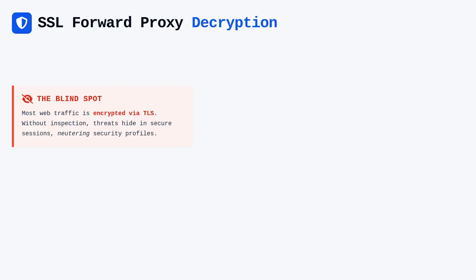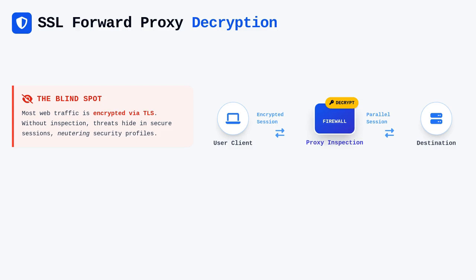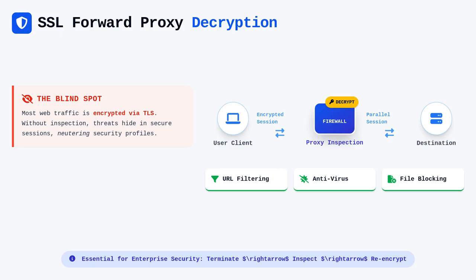When we talk about SSL forward proxy decryption, we are describing the process where the firewall acts as a man in the middle to terminate the client's SSL session and establish a parallel session with the destination server. By doing this, the firewall can inspect the decrypted payload, enforce security policies, and then re-encrypt the traffic before sending it to the destination. This mechanism is essential for enterprise security, as it allows features like URL filtering, antivirus, and file blocking to scan data that would otherwise be obscured. Without this, a malicious actor could easily bypass your defenses by simply wrapping their exploits in a standard HTTPS request.